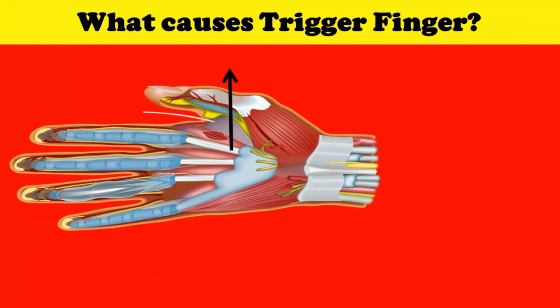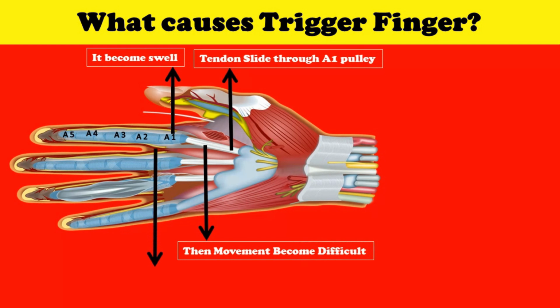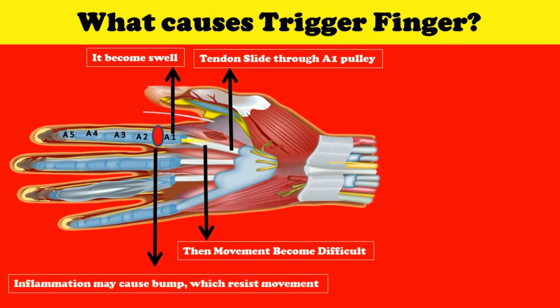When the tendon passes through the pulleys, first the A1 pulley comes, then the A2 pulley, then the A3 pulley, then the A4 pulley, and so on, finally the A5 pulley. If one of these pulleys gets inflamed due to any defect or injury, or suffers from inflammation or due to any other reason, pain is felt in the fingers while moving.